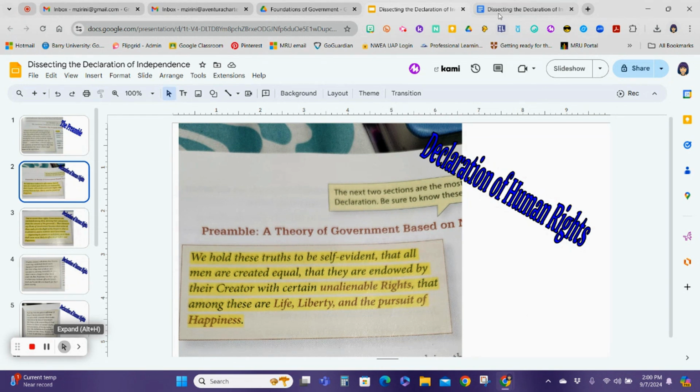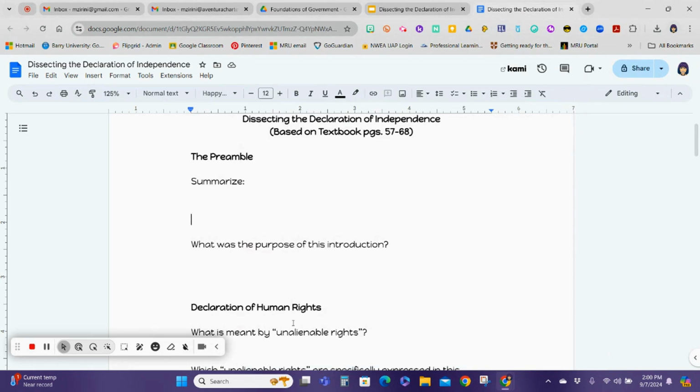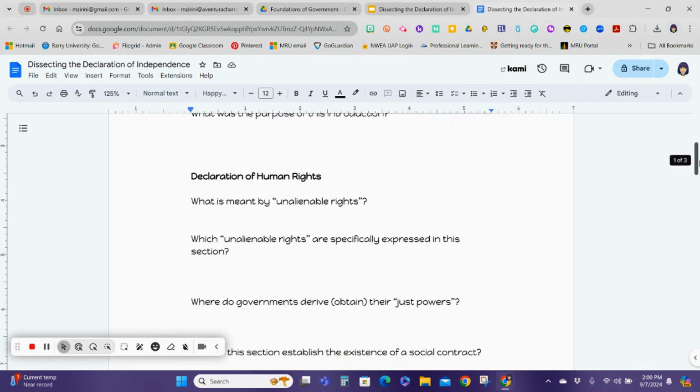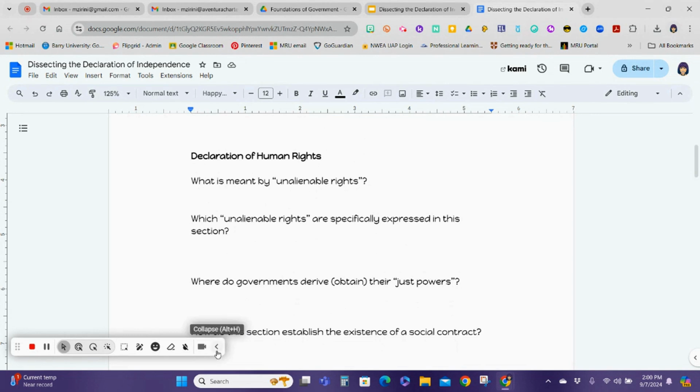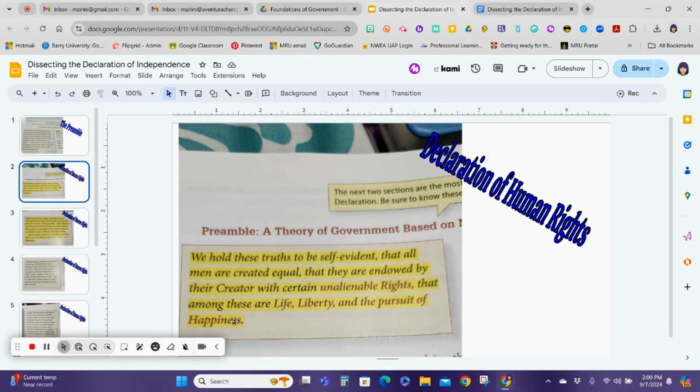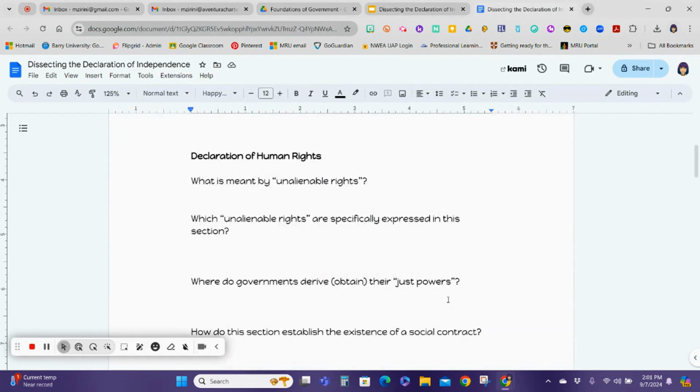And so in this section with the Declaration of Human Rights, unalienable, what do we mean by that? It means that these are rights that cannot be taken away, right? Rights that you're born with, so they cannot be taken away by anyone. The unalienable rights that are specifically expressed in the Declaration of Independence are life, liberty, and the pursuit of happiness, reflecting John Locke's natural rights, known as life, liberty, and property. The founders then adjusted those to fit their needs. And so from our point of view, our unalienable rights, as declared in the Declaration of Independence, are life, liberty, and the pursuit of happiness.